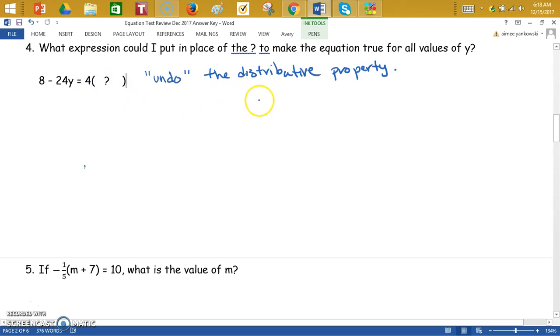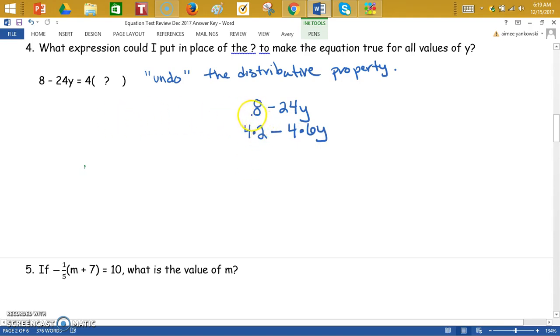So if you have 8 minus 24y, and I know I want to pull a 4 out in front of a set of parentheses, what I have to say is, okay, how can I break down 8 to be able to pull a 4 out in front? Well, 8 is the same as 4 times 2. Minus, 24 can be broken down as 4 times 6. And I still have my y there.